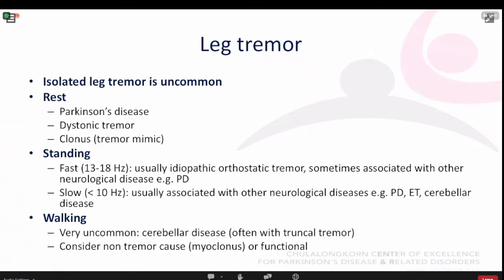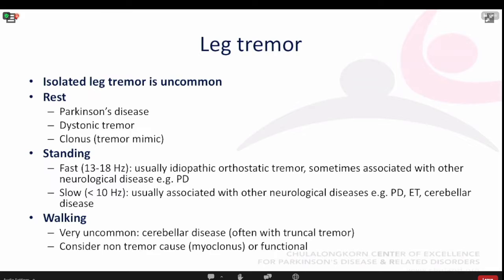For the rest tremor of the leg, you should think about Parkinson's disease or another dystonic tremor that can cause tremor on top of the dystonia. Another mimic might be clonus that you have to keep in mind. For the standing tremor, the most common is the orthostatic tremor. The fast frequency is around 13 to 18 hertz. It is usually the characteristic of idiopathic orthostatic tremor, and sometimes it is associated with other neurological disorders like Parkinson's disease. It's called OT+.